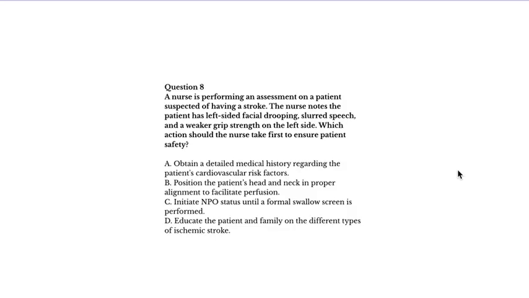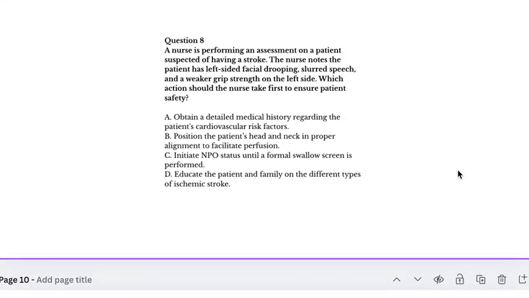And so letter B is potentially a correct answer, but it's not as good as letter C, which is initiating NPO status, because we're concerned about safety. Again, patient safety is the question, and we're concerned that the patient is going to have aspiration. And then letter D, educate the patient and family on the different types of ischemic stroke. First and foremost, the patient's is one type, ischemic stroke, and so that is incorrect information. Second, that's in the future. That's not what's happening with the patient right now. So if you chose letter C, you are thinking correctly there.